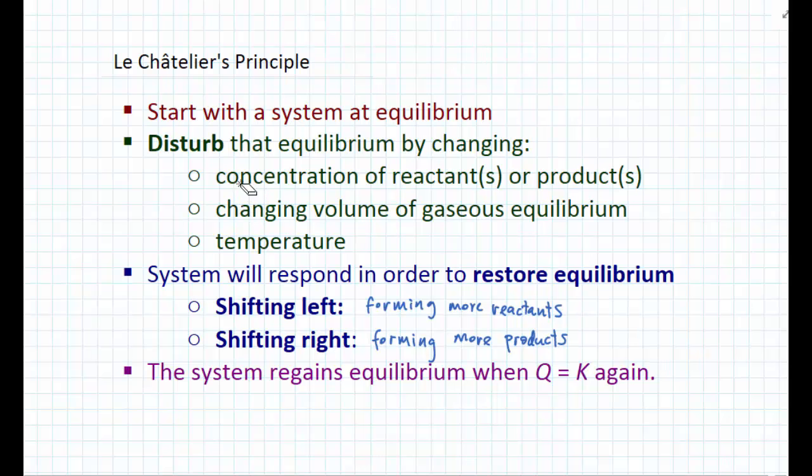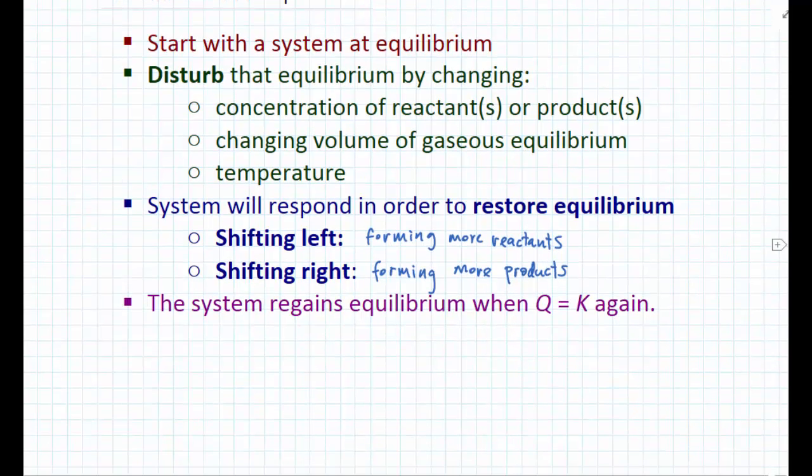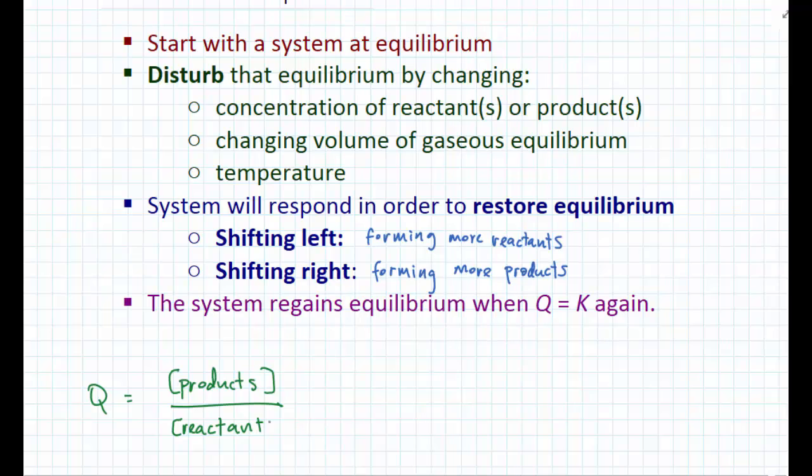Because changing any concentrations of anything, we'll plug those back in and solve for Q. That will change it. Changing volume actually changes the concentrations as well. We'll deal with how temperature works. So remember Q, products over reactants, but at any time.